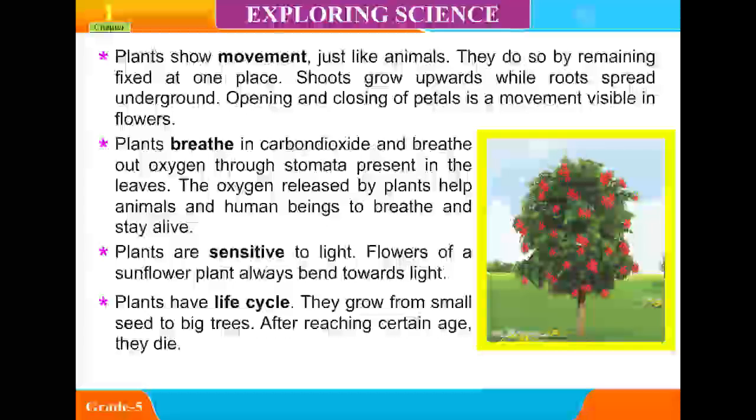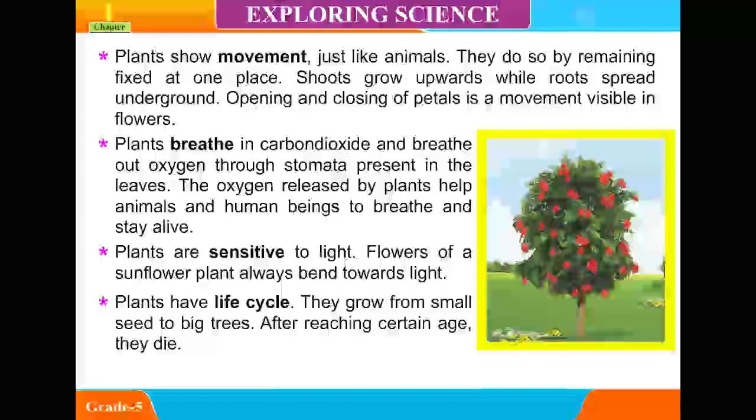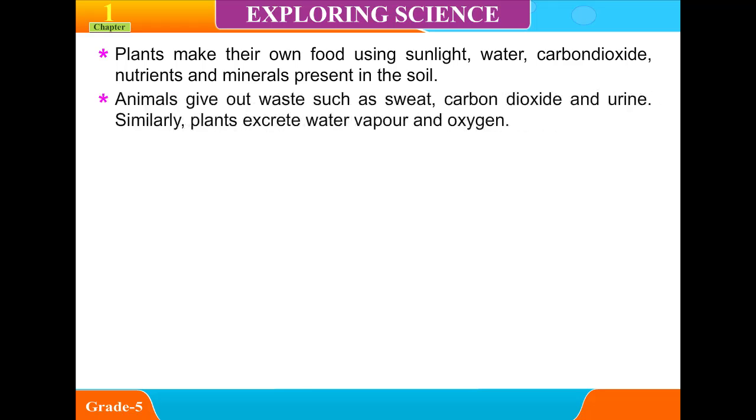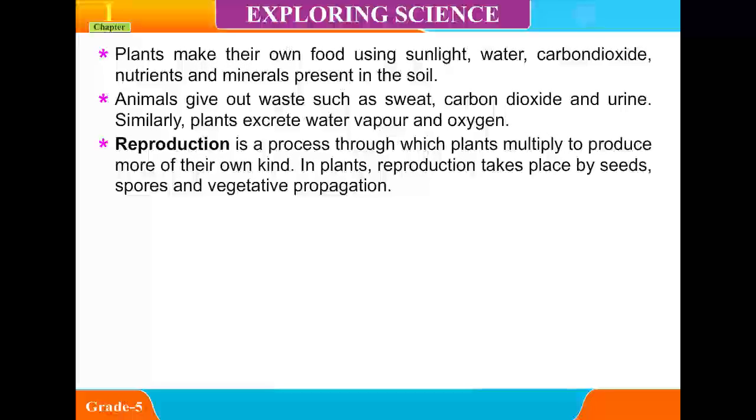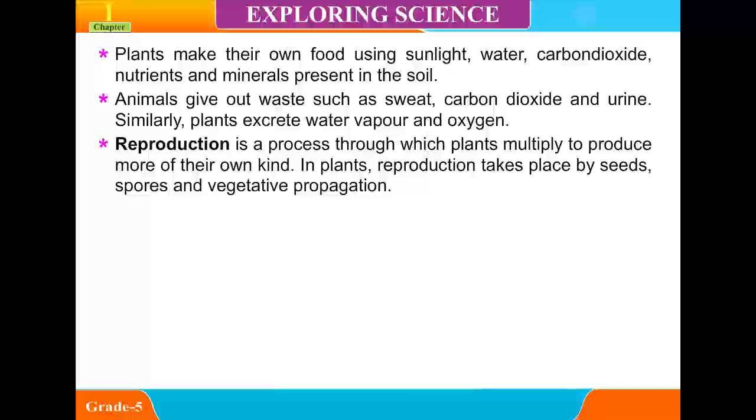Plants have life cycles. They grow from small seed to big trees. After reaching a certain age, they die. Plants make their own food using sunlight, water, carbon dioxide, nutrients, and minerals present in the soil. Animals give out waste such as sweat, carbon dioxide, and urine. Similarly, plants excrete water vapor and oxygen. Reproduction is a process through which plants multiply to produce more of their own kind. In plants, reproduction takes place by seeds, spores, and vegetative propagation.